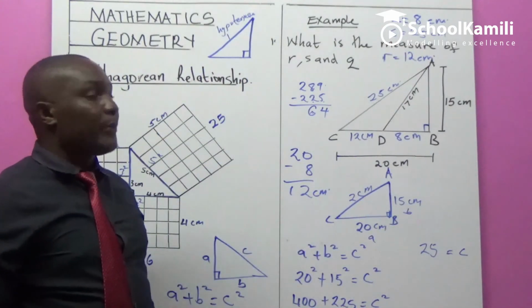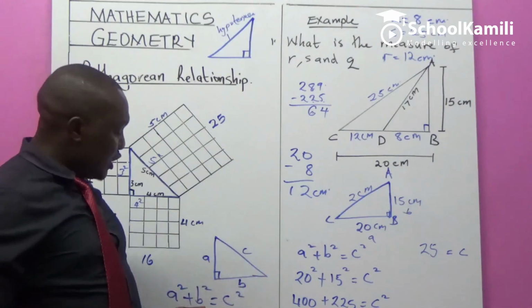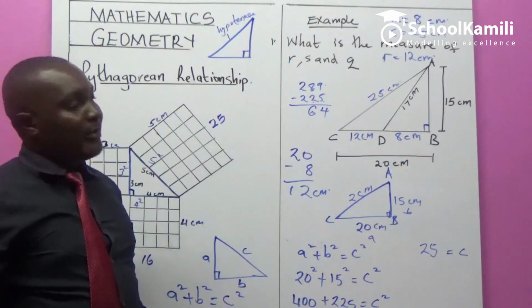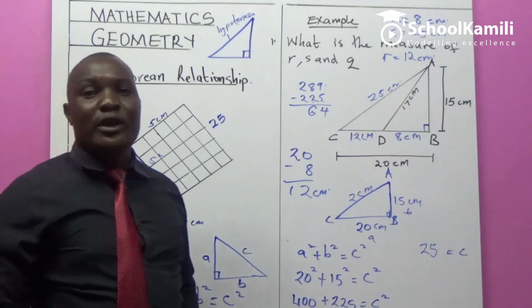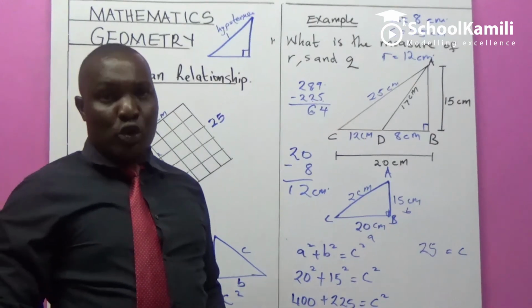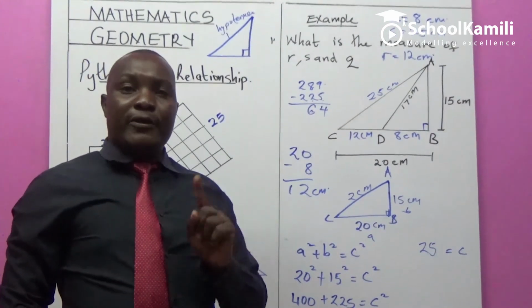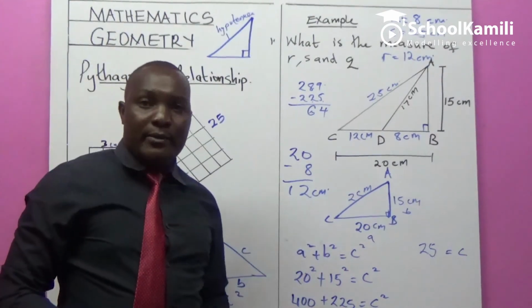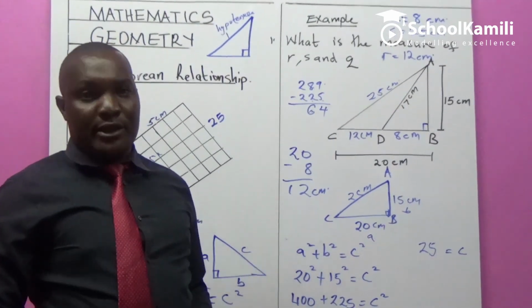That is how you are supposed to apply this knowledge on the Pythagorean relationship. I'm very much sure you have enjoyed the lesson, and in the next lesson I'm very much sure you'll be able to answer those questions. So what I'm leaving you with, find out the questions from the primary mathematics, do and work them out, you'll be able to get the correct thing.